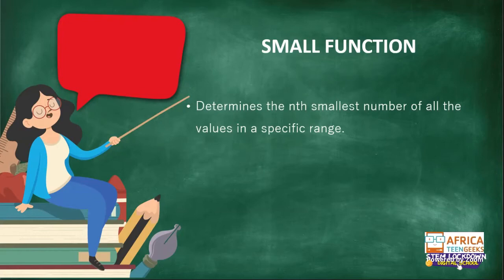Now, the functions that we are focusing on here, the round function, the large function, and the small function, are all functions that deal with numerical values. They deal with numbers. You cannot use the large function, the small function, or the round function with text, with words. So it's very important to understand that we are looking for numerical values. So 1, 2, 3, 4, up to whatever number. We can't use these functions on words.